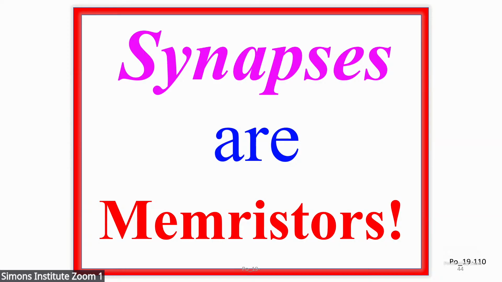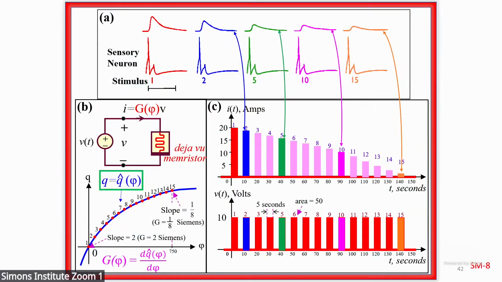it turned out that these are synapses. In fact, wait a minute. So this is a memristor, and this is the charge versus flux curve, and this slope decreases monotonically. So this is just an imitation of the experiment.